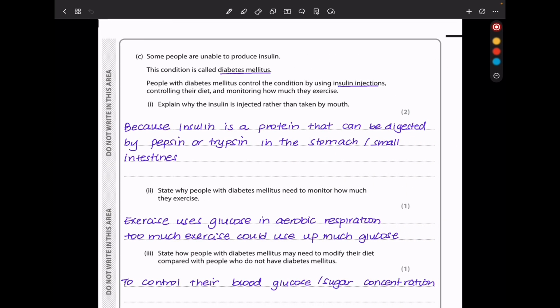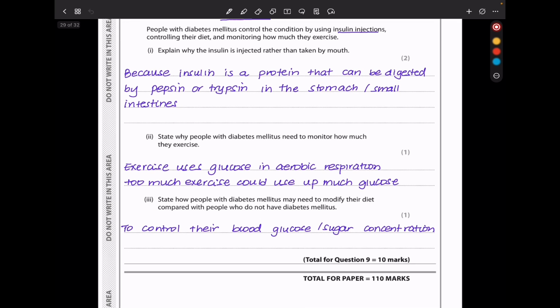In part C, some people are unable to produce insulin. This condition is called diabetes mellitus. People with diabetes mellitus control the condition by using insulin injections, controlling their diet, monitoring how much they exercise. Explain why the insulin is injected rather than taken by mouth. Insulin hormone is a protein, and if it's taken by mouth, it's going to be digested because we have digestive enzymes that break down proteins in our digestive system. These enzymes include pepsin and trypsin. They'll break down the protein into peptides and will no longer have insulin as it should be.